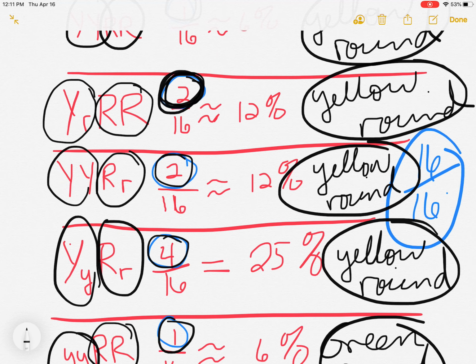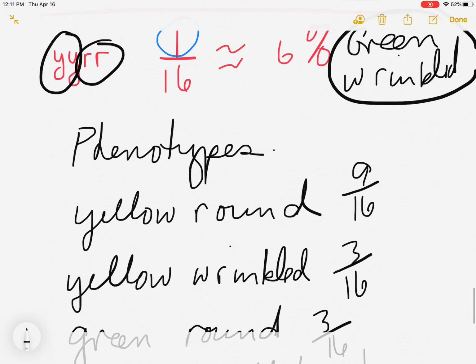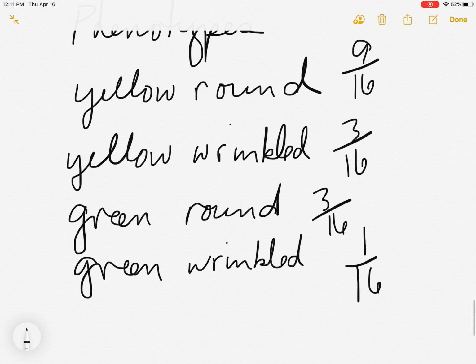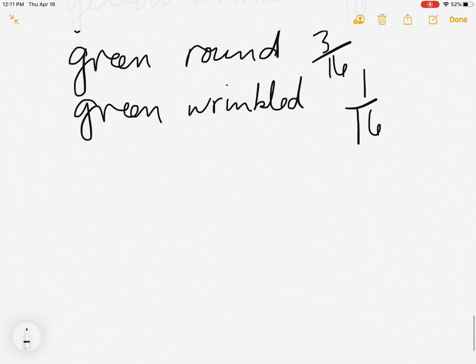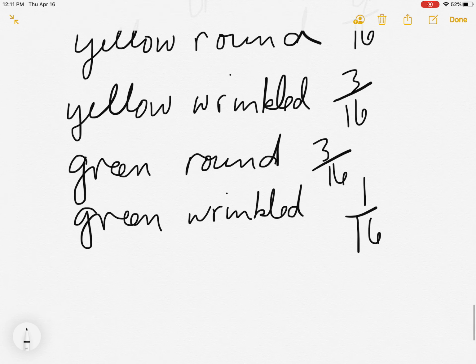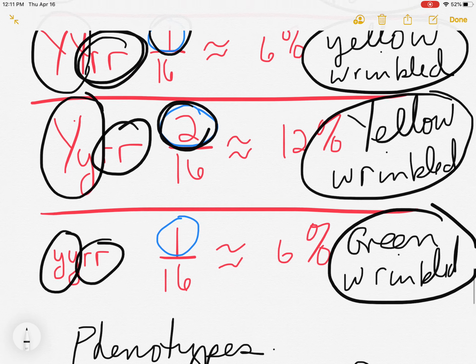Got to remember that each of the ones here in red, how many were there? Well, there were 2 out of 16. So you got to count that one twice, right? That's 2, 4, and 4, and 1. That's how we got those. Okay, so we got that done. Here are the phenotypic ratios that we expect.